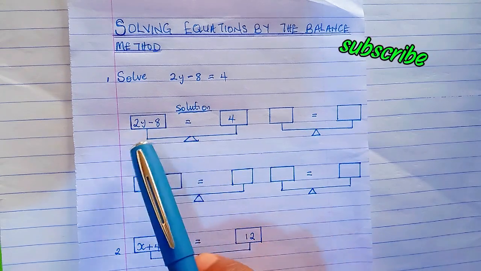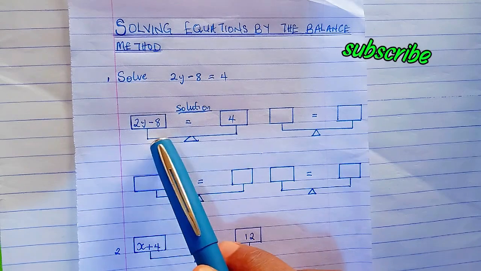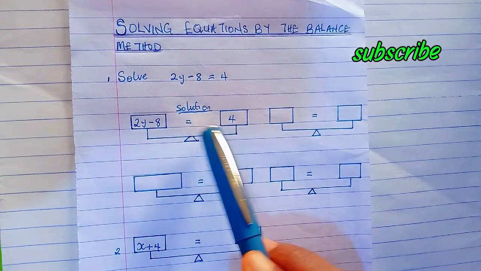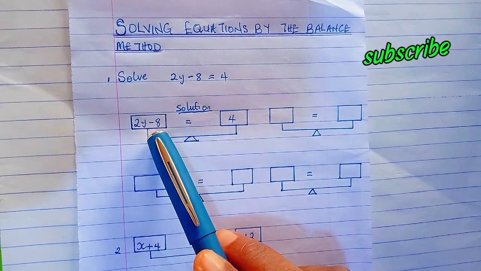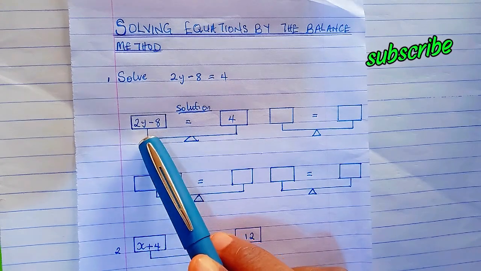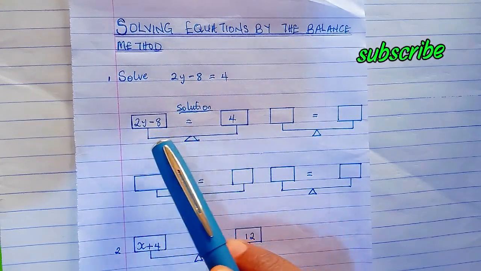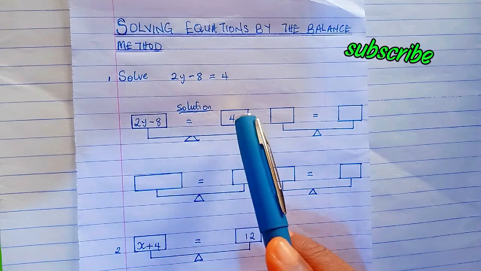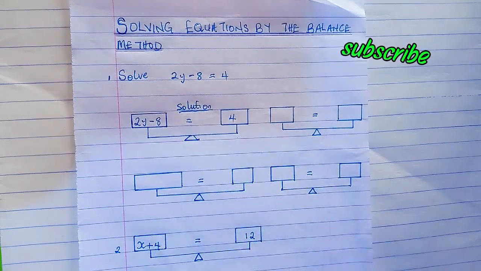So the first thing we are going to do here is to add 8 to both sides. We are adding 8 because the 8 here is negative 8. Since it is negative 8, we are going to add 8 to both sides for us to be able to eliminate 8 on this side and move it to this side. All right, so we are adding 8 to both sides.